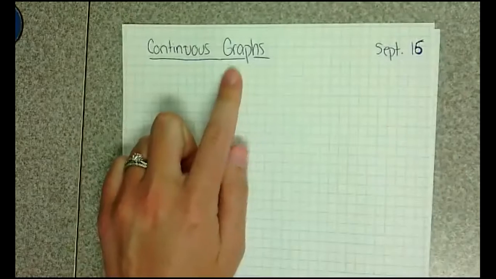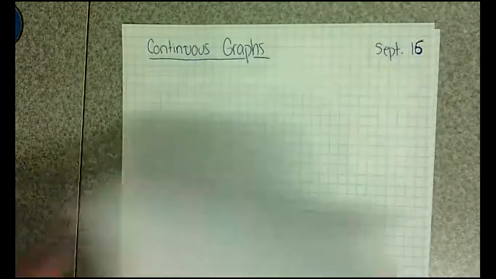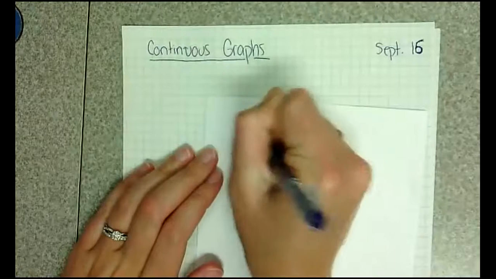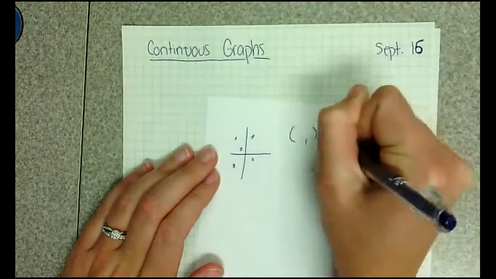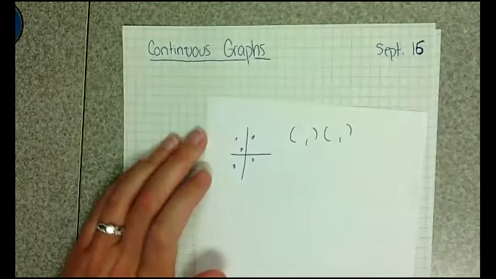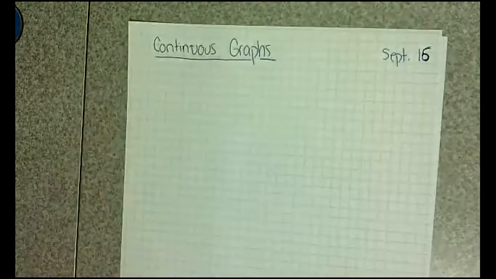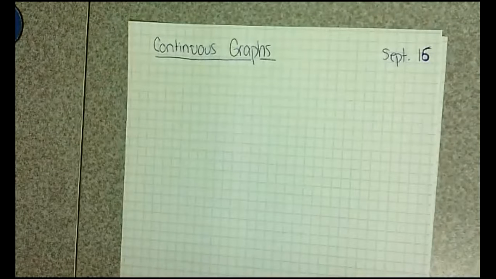There's another type of graph that we need to talk about. So again, last class was discrete. So we were looking at graphs that were just a bunch of dots, or they were a set of ordered pairs. Well, today, continuous, we're gonna look at line graphs, okay? And these lines are gonna be all different types. We're gonna look at 6 graphs, look at the domain, the range, and whether it's a function or not.